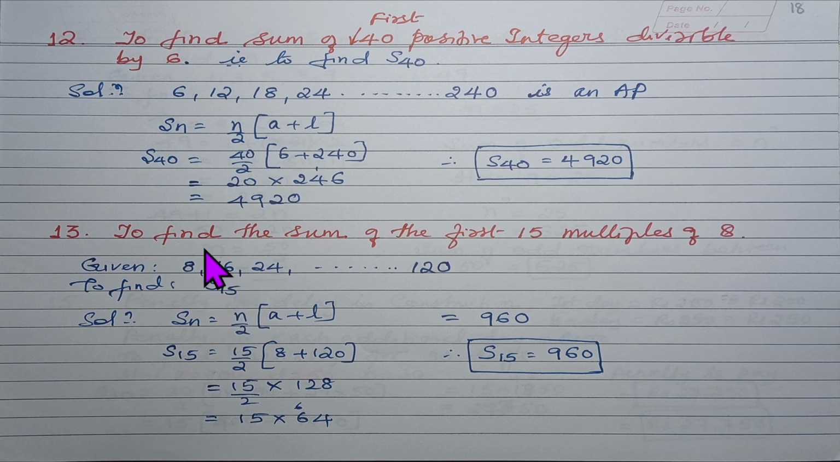Yes, again here I know the first term and the last term, so I can use the formula Sn is equal to n upon 2 in the bracket A plus L. So S15 is equal to 15 upon 2, A is 8, and L is 120. Substituting, I get S15 as 960, and try to remember that and learn and practice it.